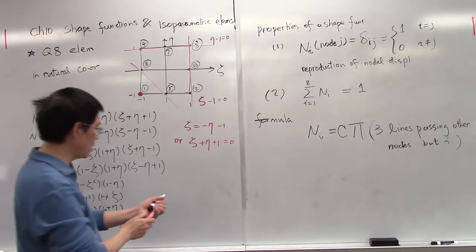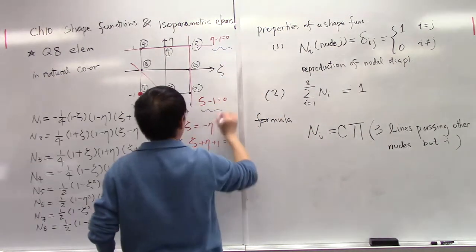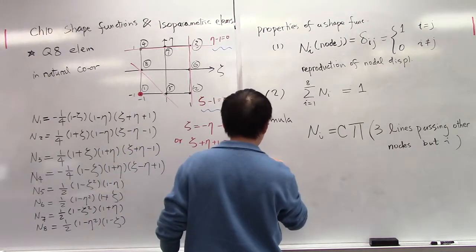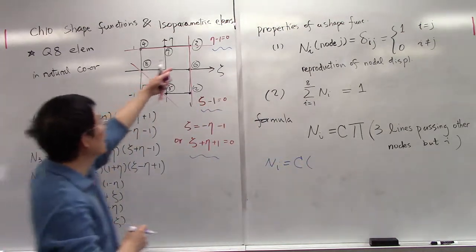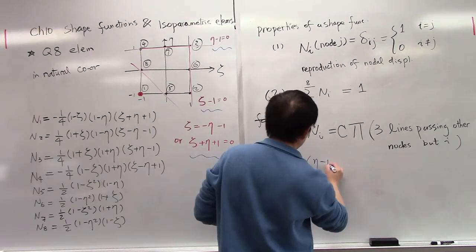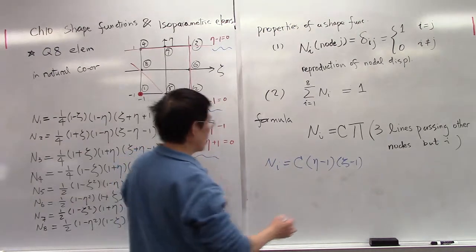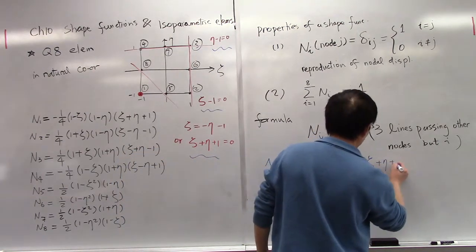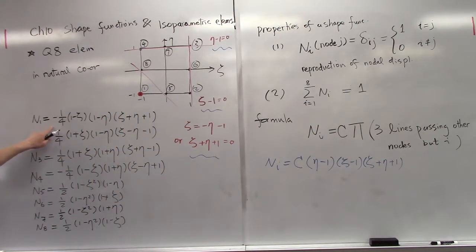Okay, now we have these 3 equations. Therefore, according to the formula, N1 is equal to a constant times the equations for the 3 lines. So the first one is eta minus 1. This one is theta minus 1. This one is theta plus eta plus 1. Okay? And you compare that. That's what you have here. And of course, 1 minus theta or theta minus 1, you flip the position, it makes no difference.